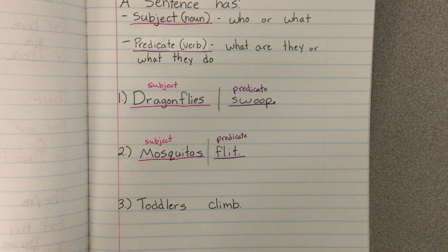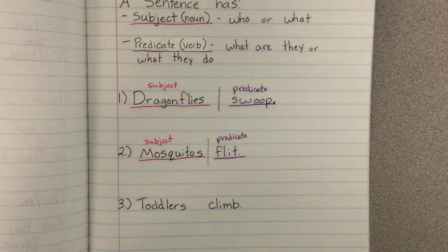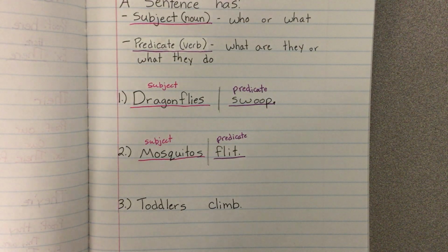Toddlers climb. Should put my toddler climbs because that's true too. Okay, somebody tell me what is a subject and what is the predicate. Put it in the chat. Or just put the subject first and then afterwards put the predicate.